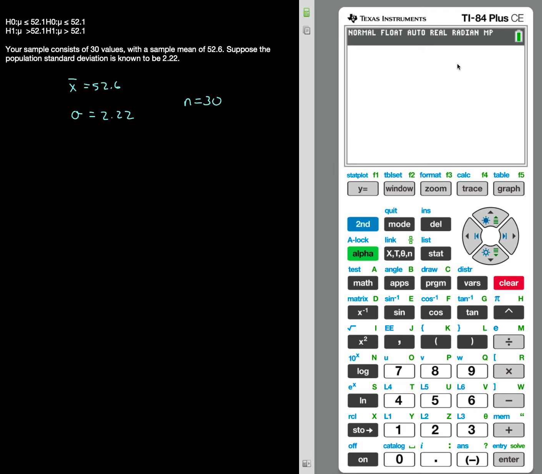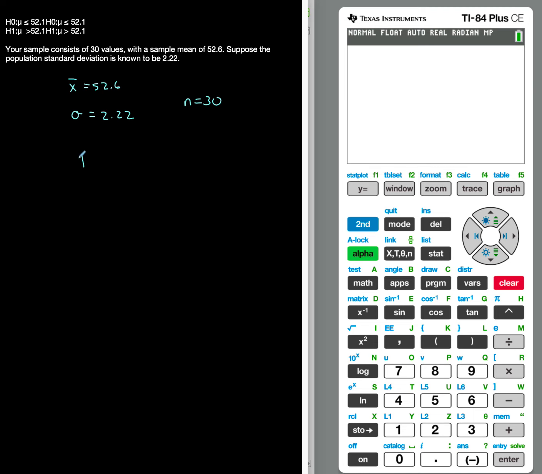I go through this process, the z-test. All the stuff in the graphing calculator that ends in "test" deals with hypothesis testing, but it's not going to give you critical values. It's going to give you the test statistic and the p-value.